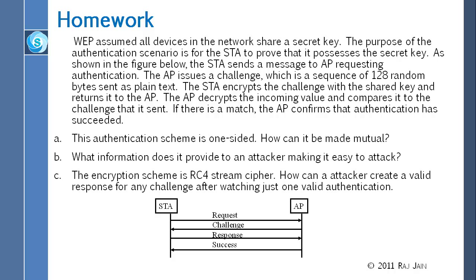Now, first of all, there are three questions. This authentication is one-sided. So who is being authenticated here? You have to tell that only one side is being authenticated, and how can it be made mutual? You need to add some more messages afterwards to make it two-sided. Second, what information does it provide to an attacker, making it easy to attack? Now, remember this is RC4, so it is very easy to attack. Anybody can basically pass without knowing the key. Third, how can an attacker create a valid response to a challenge after just one valid authentication? You don't need to know the key, you can just get the valid response. So that's basically knowing about RC4.